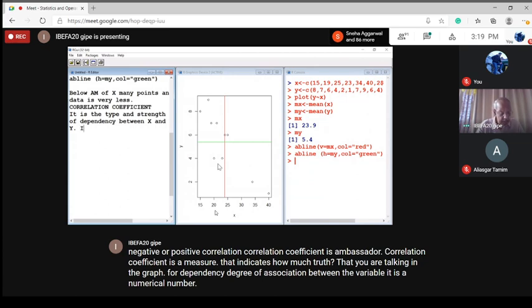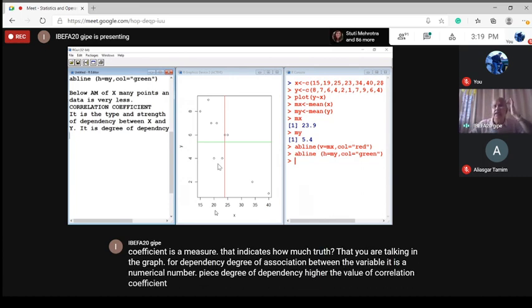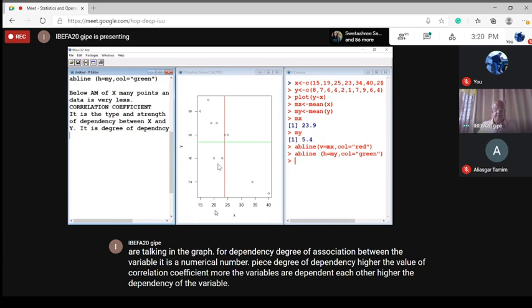It is the degree of dependency. The higher the value of the correlation coefficient, the more the variables are dependent on each other. Higher the dependency of the variable, smaller the value of correlation coefficient, poor is the dependency.